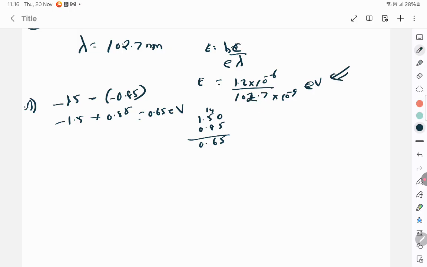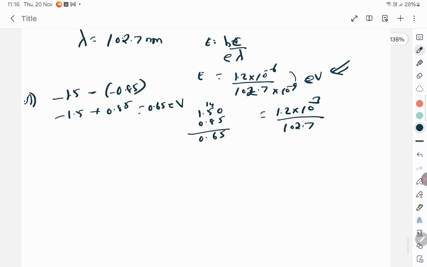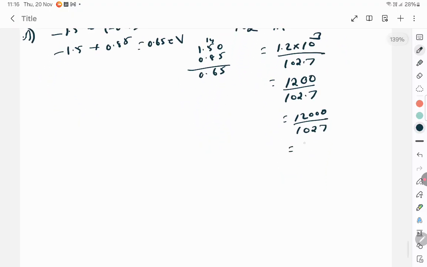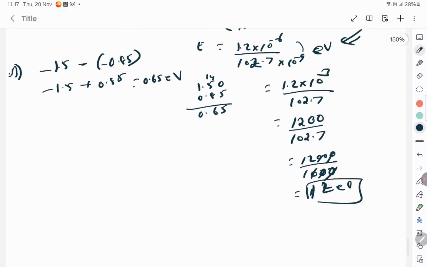How to calculate this? You can take 1.2 into 10 to the power 3 by 102.7. You can multiply both the numerator and denominator by 10. Let's approximate this to 1000. So it will be 12 electron volt. Correct? Yes. Compare this 12 electron volt with the gaps here. This is so small. This is so big.